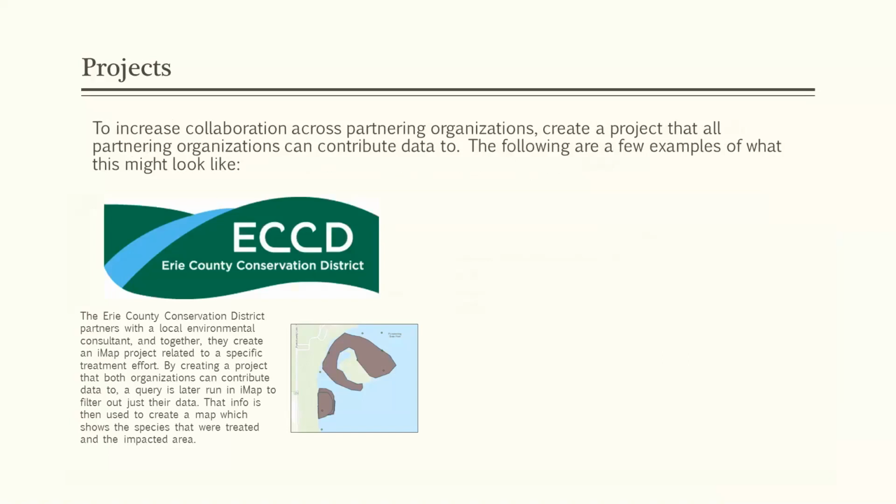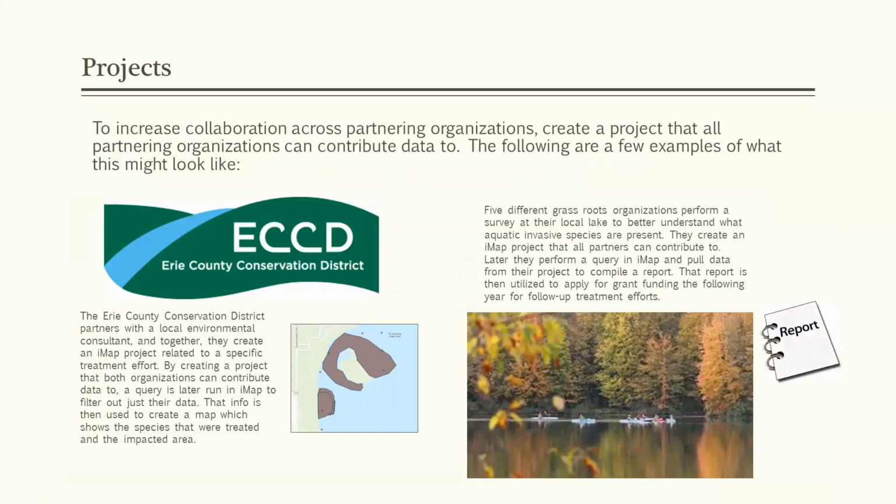And then that information can be used to create a map which would show the species that were treated and the impacted area. So again, because these two organizations are working together, they're partnering on this specific effort, they might not necessarily be interested in all of the other data that's in iMap submitted by various users. They're only interested in this specific data. So by putting it under a project, it makes that really easy to then pull that data back out and do with it as they would want to.